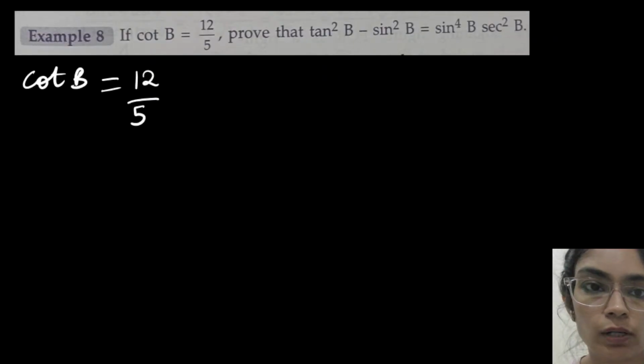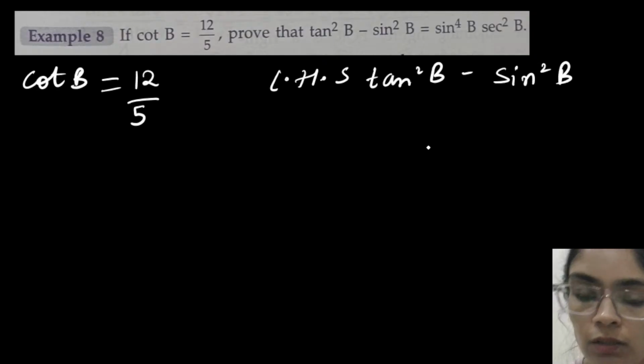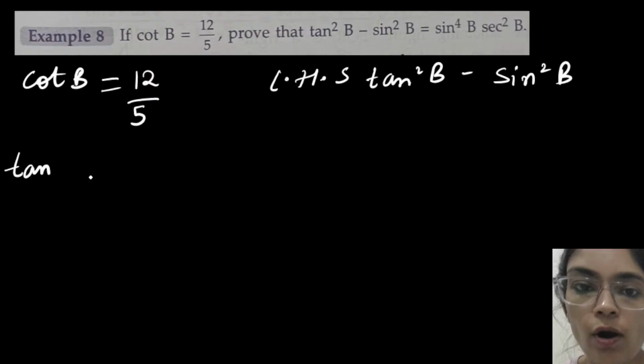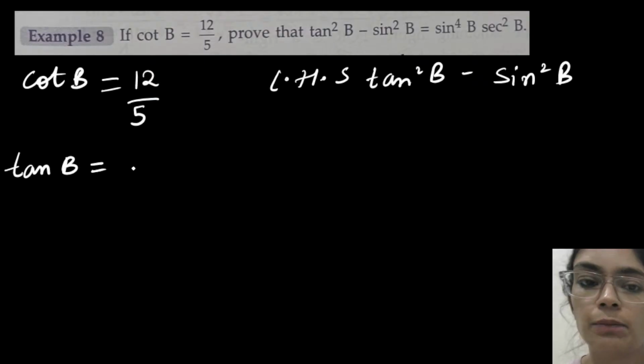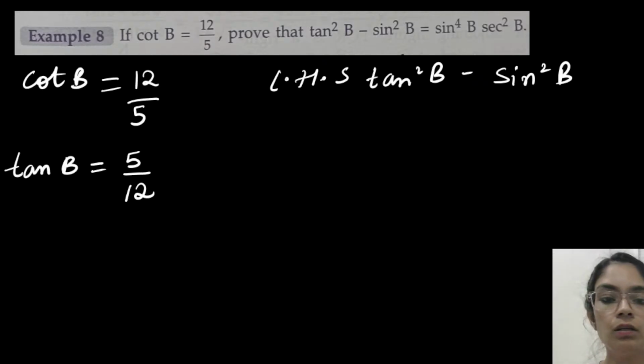I'm just going to see first of all the left side of the question. So left hand side is equal to tan square B minus sin square B. So that means I need tan B's value and I need sin B's value. But the given value is cot B. So we know this thing, tan and cot are reciprocal of each other. So if cot B is equal to 12 by 5, that means tan B is equal to 5 by 12.